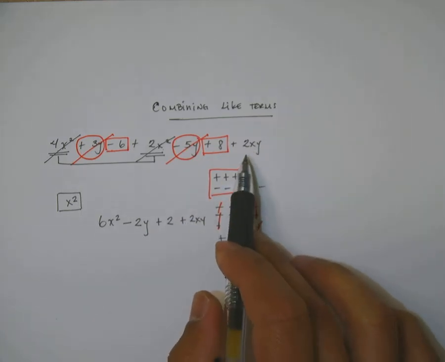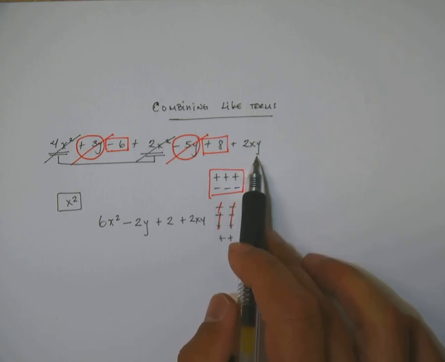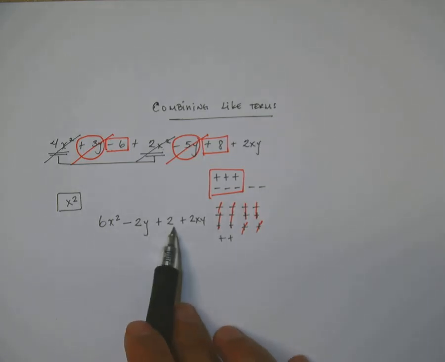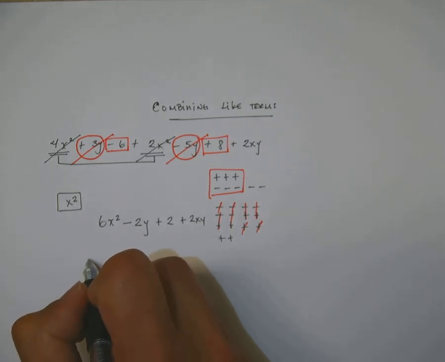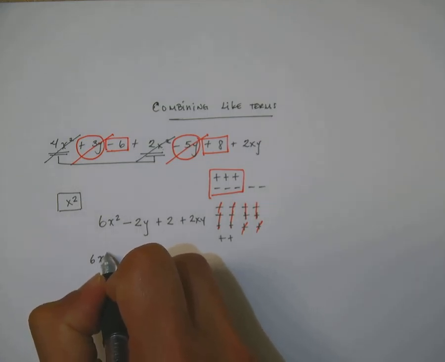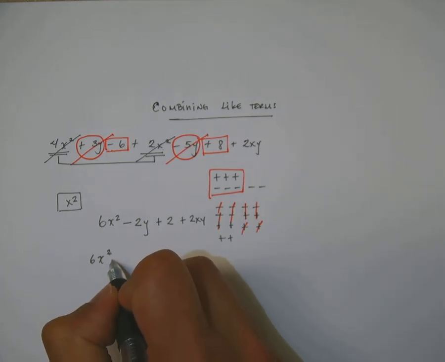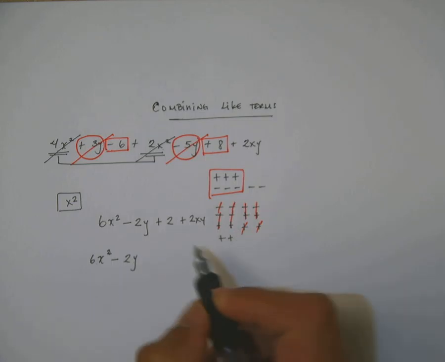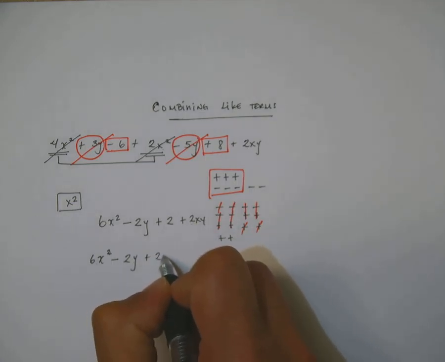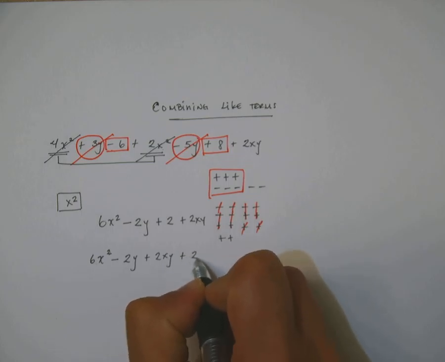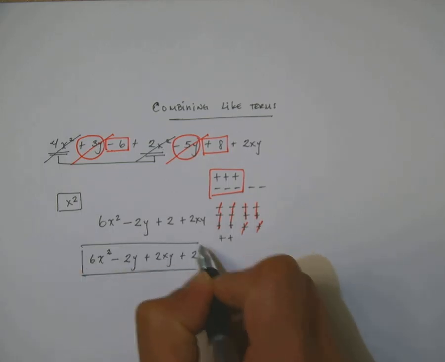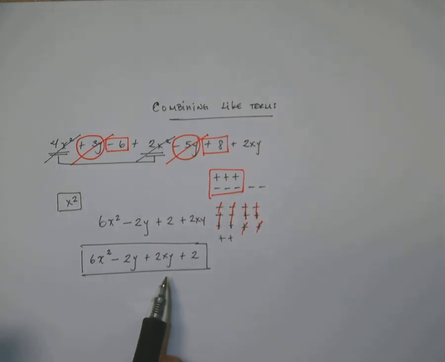Now, what about this one? This one cannot be combined with anything else because it's an xy. You notice all these are different: x squared, y, and xy. And when we write these, we want to write them in descending order. So we want the term with the highest exponent, the highest degree, to go first, and then my y, finally my xy, lastly my constant. And that's my answer. There's no equal sign, so this is just simplifying the expression.